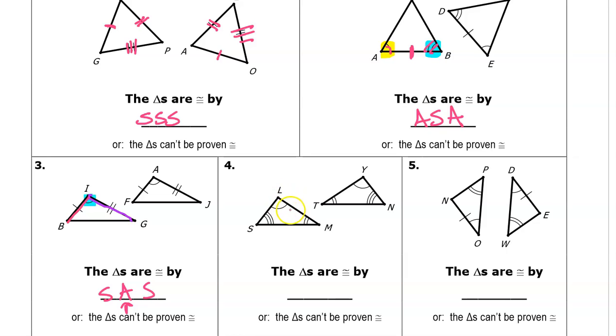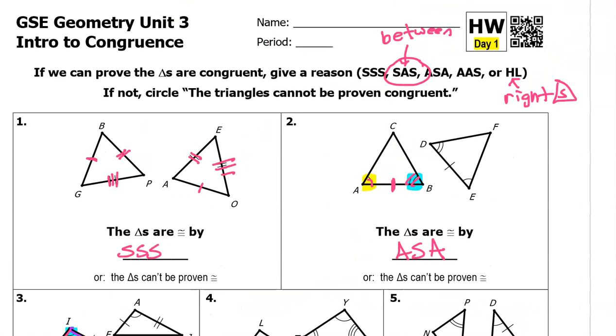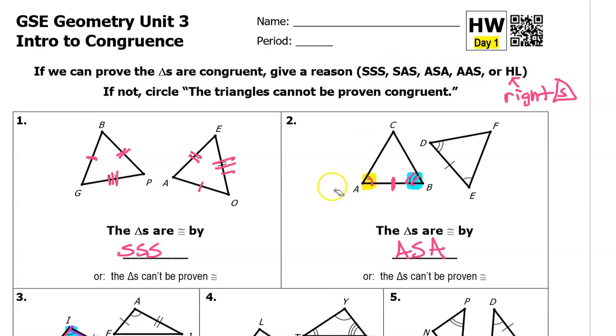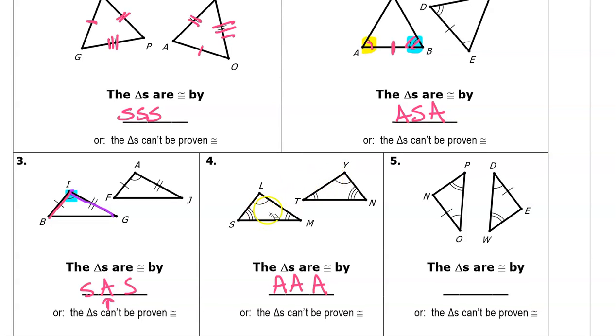Looking at problem number 4, we have 3 angles congruent to 3 angles. Now we are tempted to write angle, angle, angle. But we look up at the choices and we notice that's not a thing. There is no angle, angle, angle option. And that's because you can have 2 triangles, a big one and a small one, that have congruent angles. So angle, angle, angle is not an option. So we are going to say that the triangles cannot be proven congruent. If you choose triangles can't be proven congruent, you need to make sure you leave this line totally blank.